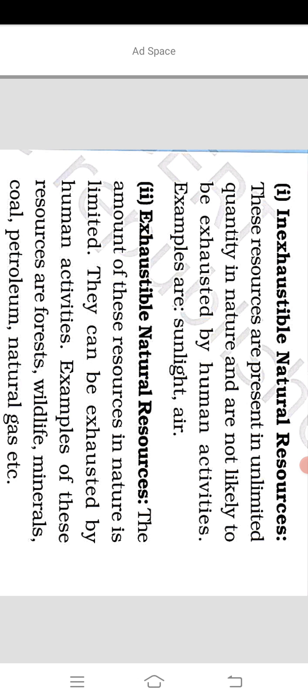Okay, so natural resources are of two types: exhaustible natural resources and inexhaustible natural resources. Example of inexhaustible natural resources like sunlight, air, water, etc. And exhaustible natural resources are coal, petroleum, forest, wildlife, mineral, natural gas, etc.